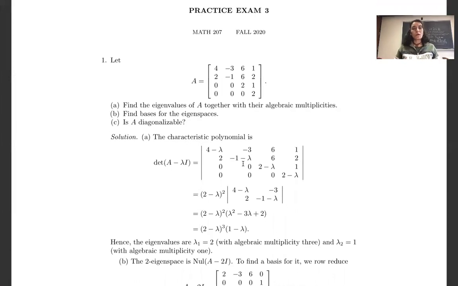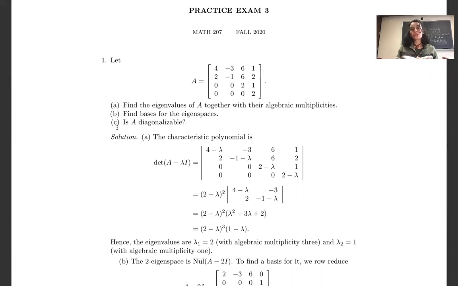The first question is an eigenvalue problem. So we have a 4 by 4 matrix here. Oh, I'm sorry, I first said a 4 by 5 matrix, but otherwise how could you find the eigenvalues for an arbitrary matrix? Okay, fine, it's a 4 by 4 matrix, good. We want to find the eigenvalues of this matrix and determine the algebraic multiplicities. Then we will find the basis vectors for the corresponding eigenspaces. And then we will decide if our matrix is diagonalizable or not.